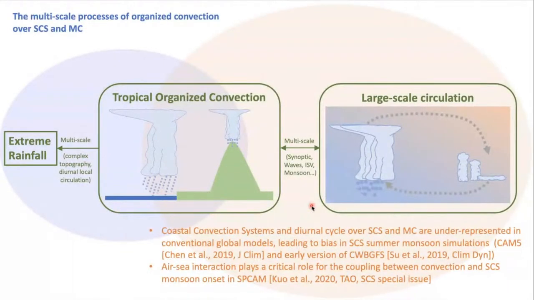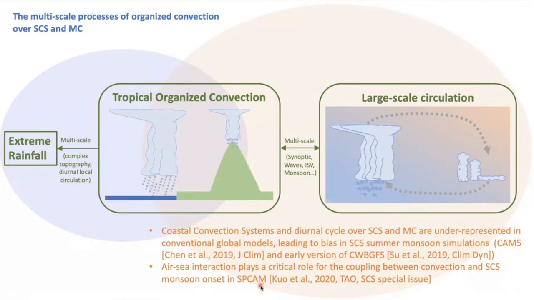So despite the close relationship and the importance of these tropical coastal convections to the large-scale and the regional extreme rainfall events, the current global models still underrepresent these coastal convection systems and also the diurnal convections over these regions. In our previous work, we identified the bias in the CAM5 model and also in the earlier version of the Central Weather Bureau global forecast system in representing the convections and diurnal cycle in the South China Sea area, and that also leads to the bias in the simulated summer monsoon.